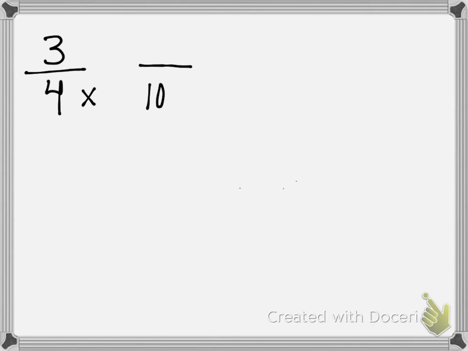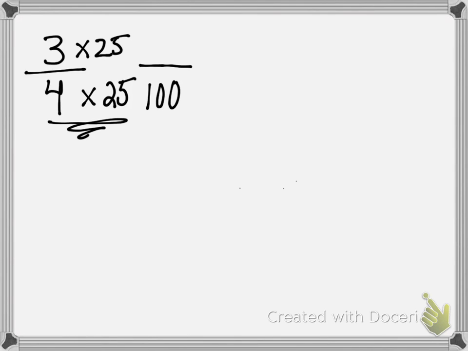Let's try 100. Now again, let's think back to that money. What can we do to find 4 times what gives us 100? We are going to try 25. Because doesn't 4/4 equal $1? 4 times 25 equals 100. Whatever I do to the bottom, I have to do to the top.